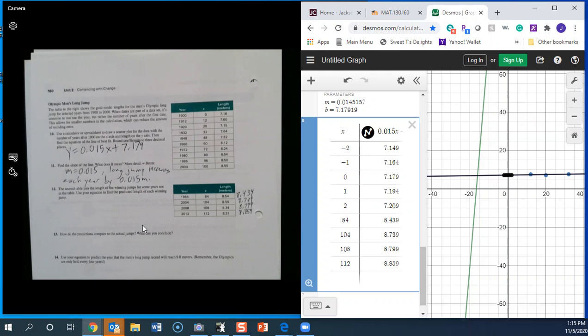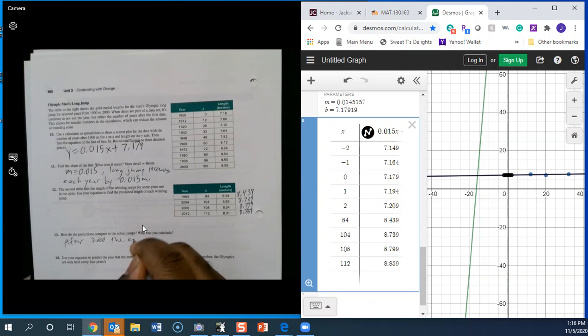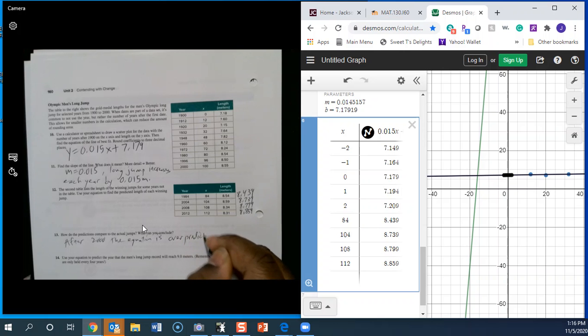Now it says here, how do the predictions compare to the actual jumps? So basically after 2000, the equation is over predicting, by quite a bit.